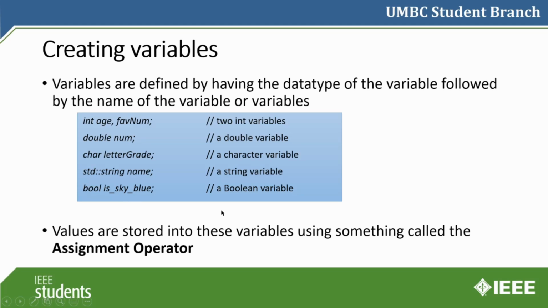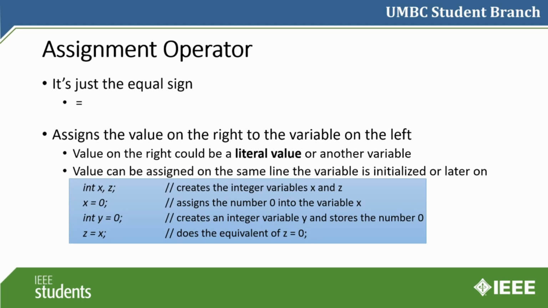The way that we store values into these variables is using something called the assignment operator, which, despite having a scary name, is just the equal sign. You can use the assignment operator to add values to your variable either as you're declaring it or later on in the code. One other thing to mention, a value that is what you're assigning into the variable, like in these cases, these zeros, is referred to as a literal value.